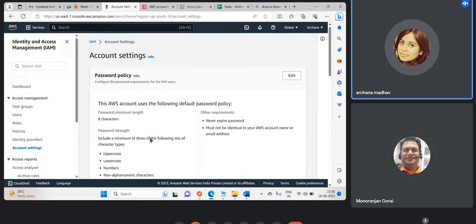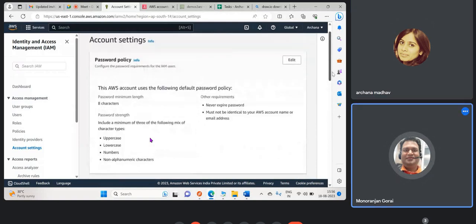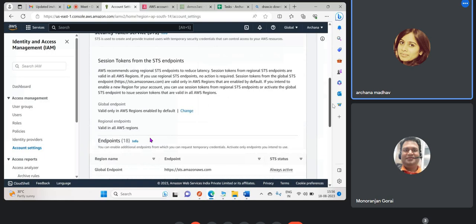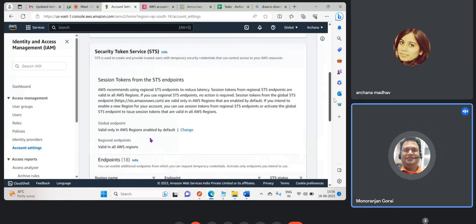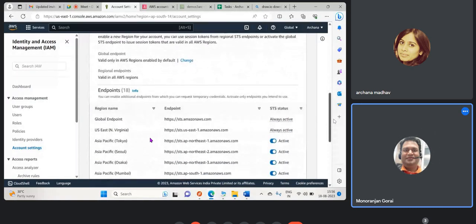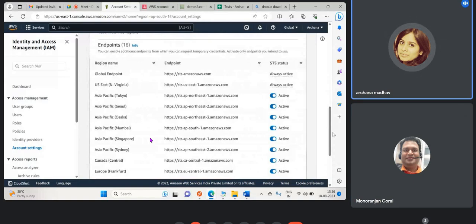So this is basically my account settings. Account settings, it is talking about different policies. So this is your password policy. Come down, security token service, session token, endpoints. So these are the permissions that I have for these.